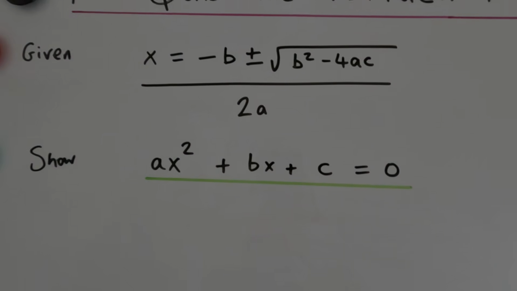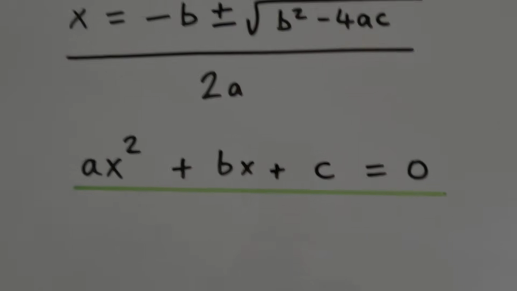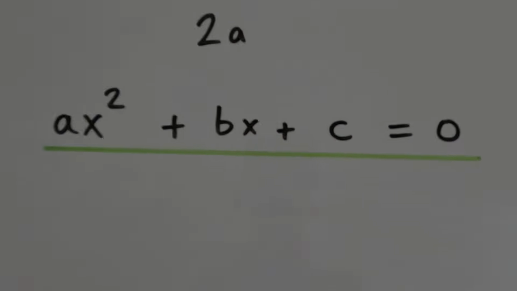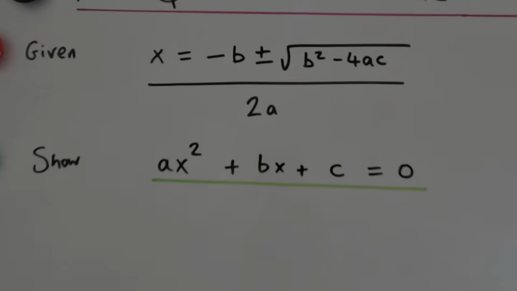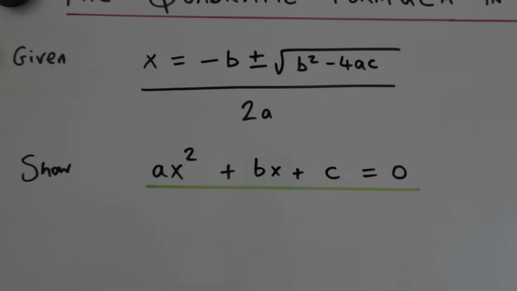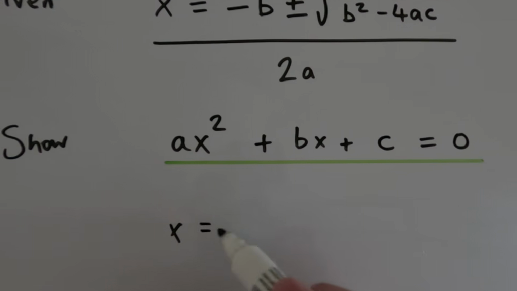Now in another video I proved that given ax squared plus bx plus c equals naught, then this is true. I proved the quadratic formula, but I started with this and we ended up with the quadratic formula. Now we're doing it backwards, okay? So let's get into this. I'll just rewrite the quadratic formula down again.